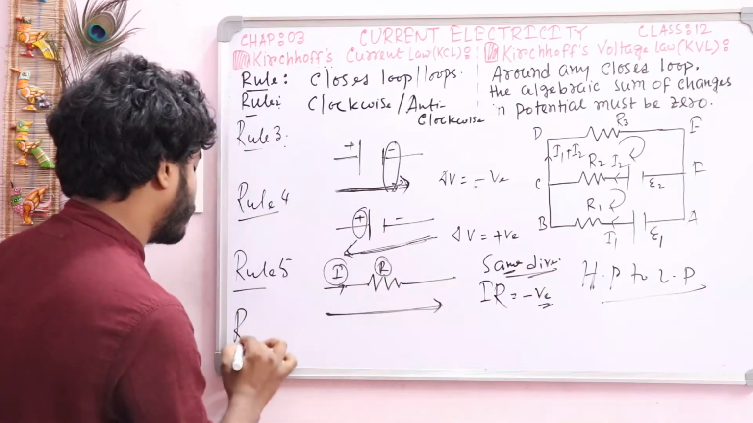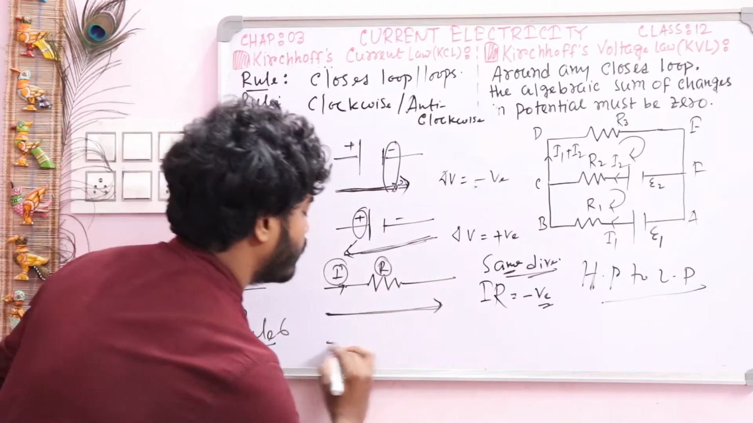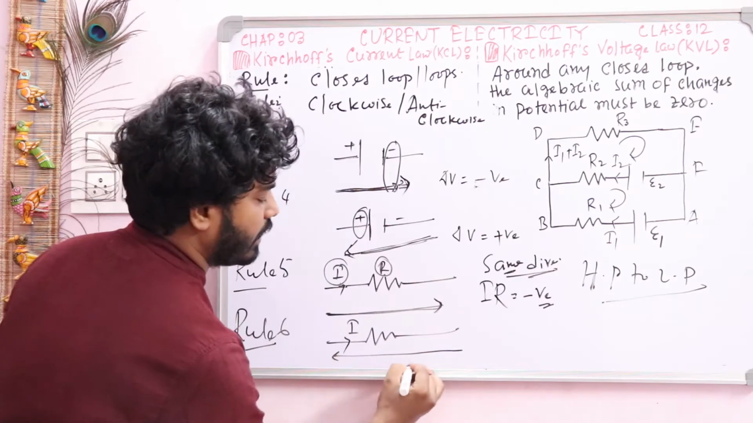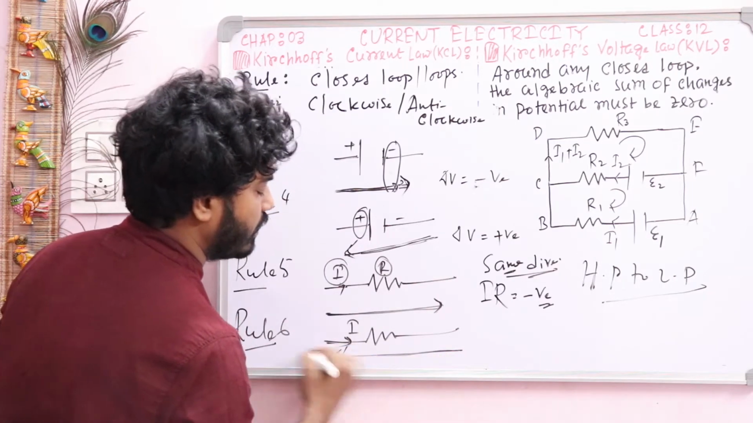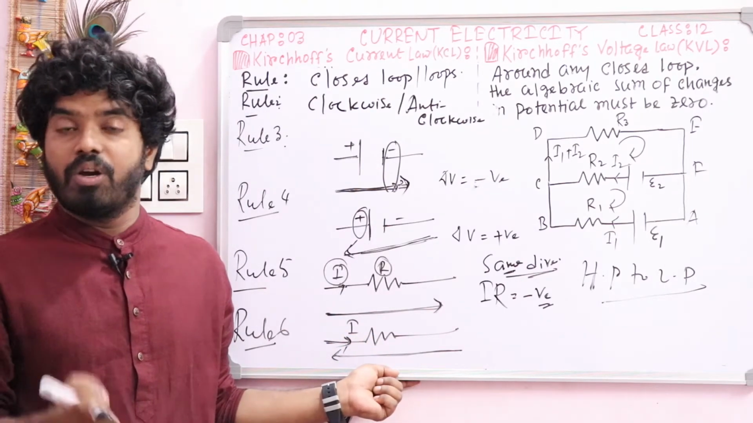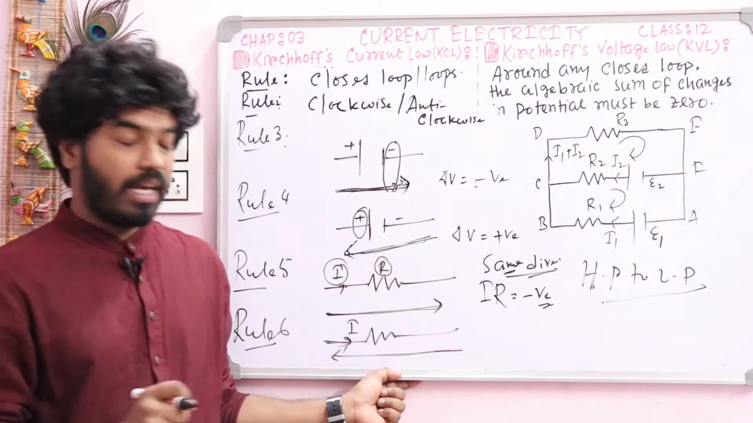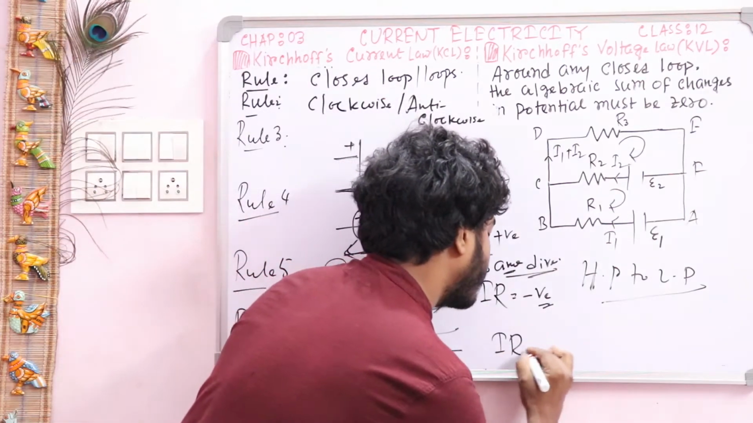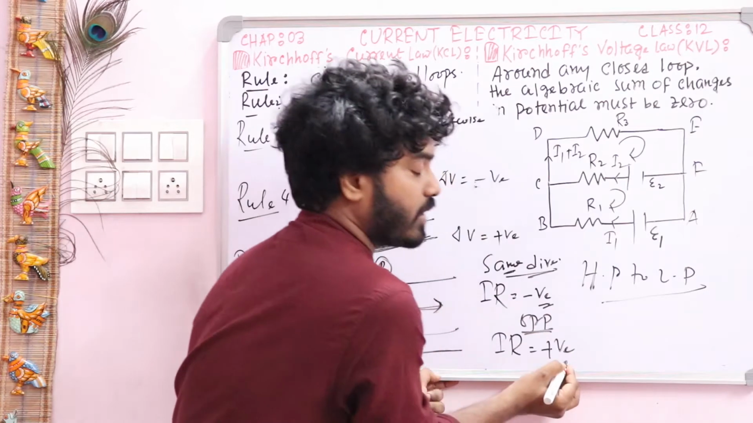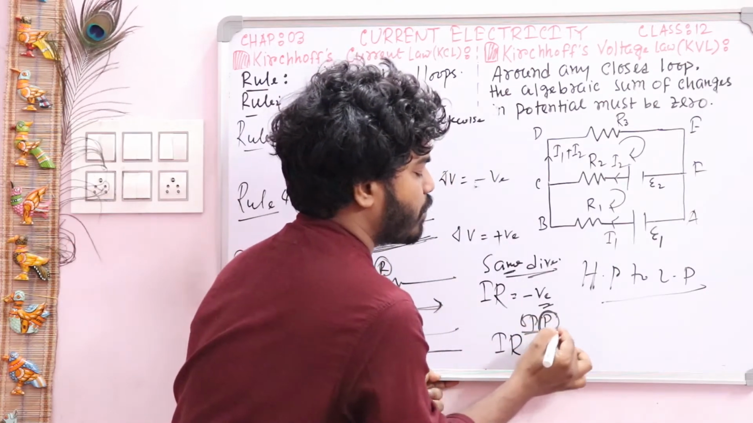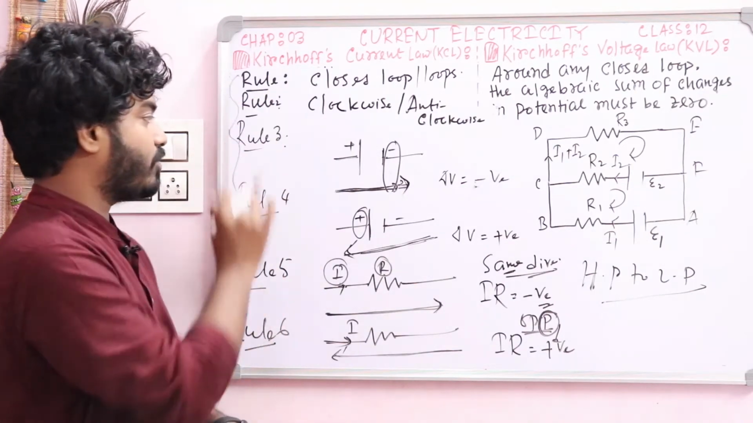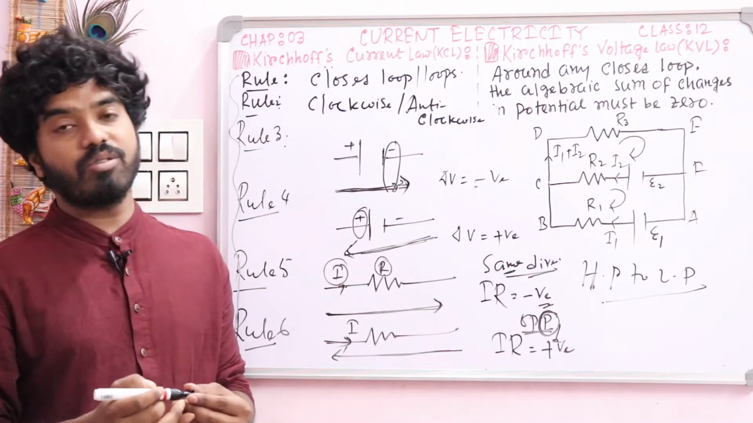And the last one, rule number 6. Suppose this is our resistance, current is flowing in this way, but your direction is the opposite way. Here the direction of current and your direction are opposite. When they are opposite to each other, you have to consider I into R with a positive sign. For remembering, just remember: opposite, last letter P for positive. These points are very important for solving numericals related to this law.